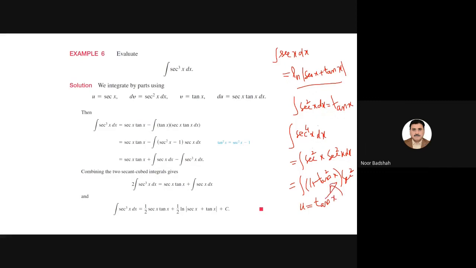If we have secant power 6x, we do as secant 4x into secant square, then we take it secant square whole cube and so on. Maybe square first and then cube and so on. So even power asan hai. Jab ki odd power we will do what?